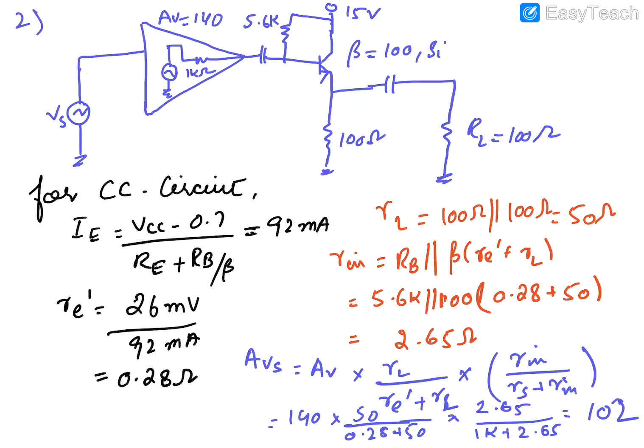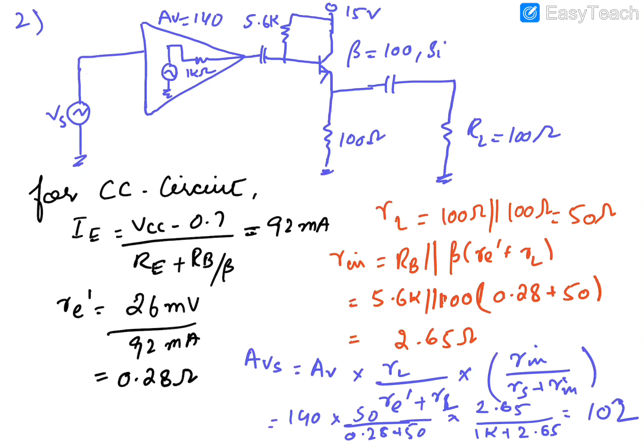For the input stage resistance we have to find the value of IE, which in case of common collector configuration is equal to VCC minus 0.7 divided by RE plus RB over beta, and it is equal to 92 milliamperes. Next, from this IE we can find the value of RE dash, which is 26 millivolt divided by 92 milliamperes, equal to 0.28 ohms. So small RL will be equal to the parallel combination of RE and RL, which is equal to 50 ohms in this case.